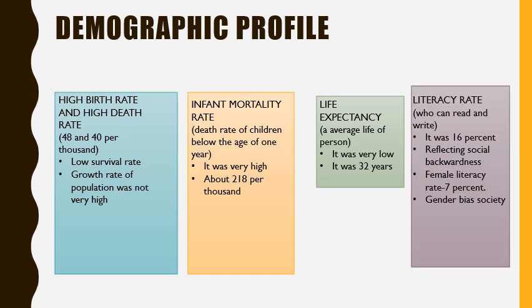Literacy rate, who can read and write, it was 16%, reflecting social backwardness. Female literacy rate, it's 7%, which shows a gender biased society.